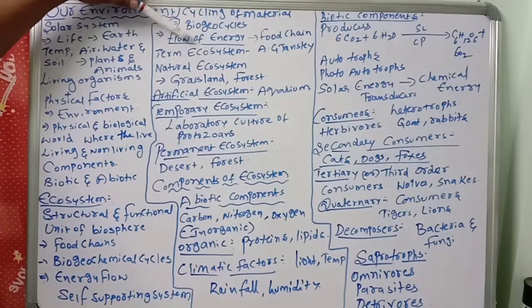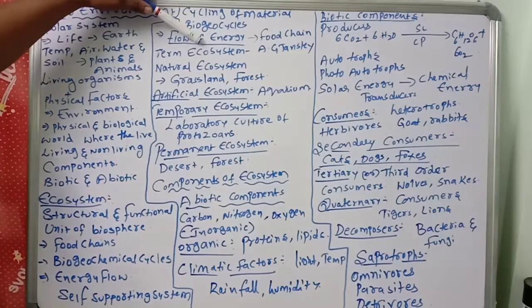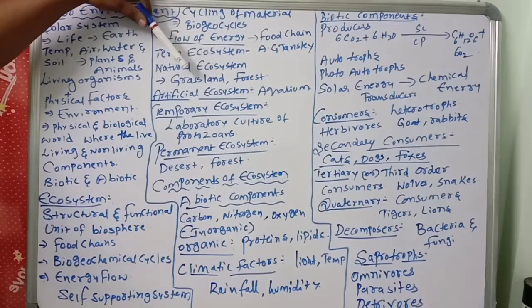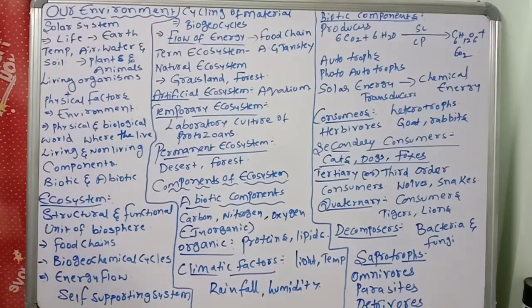Next one, flow of energy. In a food chain, the energy trapped by green plants from the sun is passed to the other organisms of the food chain: from producers to primary consumers, secondary consumers, and so on, to the next trophic level. So biogeochemical cycles are for stability of life, and the food chain is for energy movement. These are the most important things in the ecosystems.